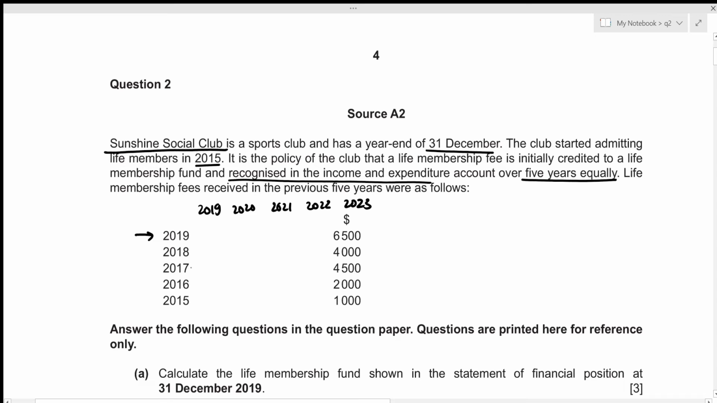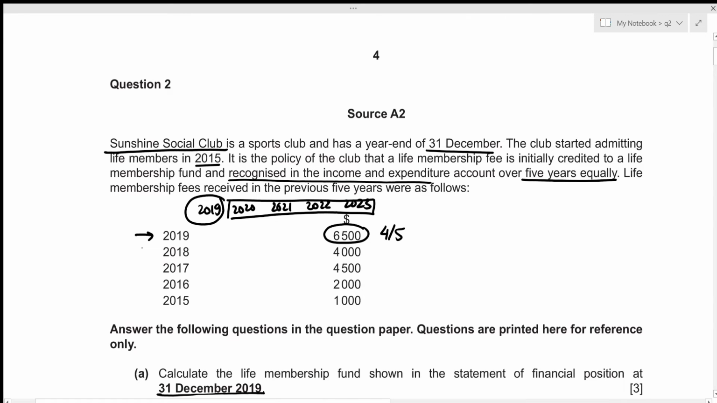Since we are asked to figure out the life membership fund shown in the statement of financial position at 31st December 2019, it means that for 2019, it has already been realized in the income and expenditure account. So we only have the amount remaining for the next 4 years in the life membership fund. Out of this amount of 6,500, 1 part out of 5 parts has already been recognized in the income and expenditure account. So only 4 parts out of 5 parts remain in the life membership fund.